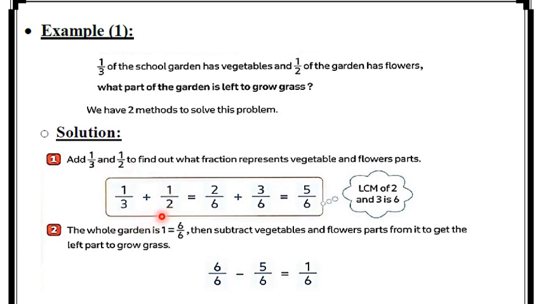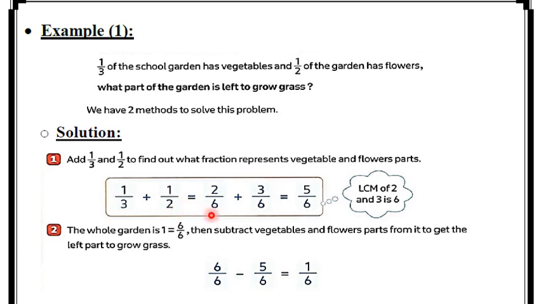So let me look here. They are unlike denominators. So let's get the LCM. 2 is a prime and 3 is a prime. So 2 times 3 is 6. So let me write down 6 and 6. 3 times what gives me 6? Times 2, up and down. So it will be 2 over 6.